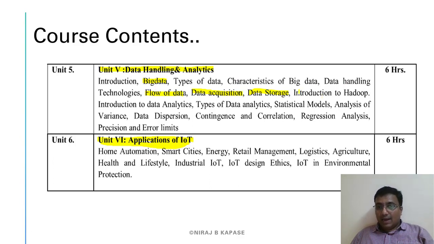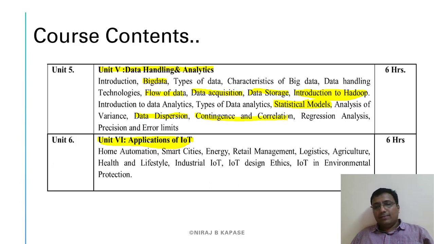The next advanced part is Hadoop. So an introduction to Hadoop. It is just an introduction because Hadoop is a full subject, but we took some introduction to Hadoop as well. Then introduction to data analytics, types of different data analytics used in Hadoop, statistical modeling of the data, how the modeling is done, which different technologies or software they are going to use for modeling of data. Then data dispersion, then data contingency and correlation of the data.